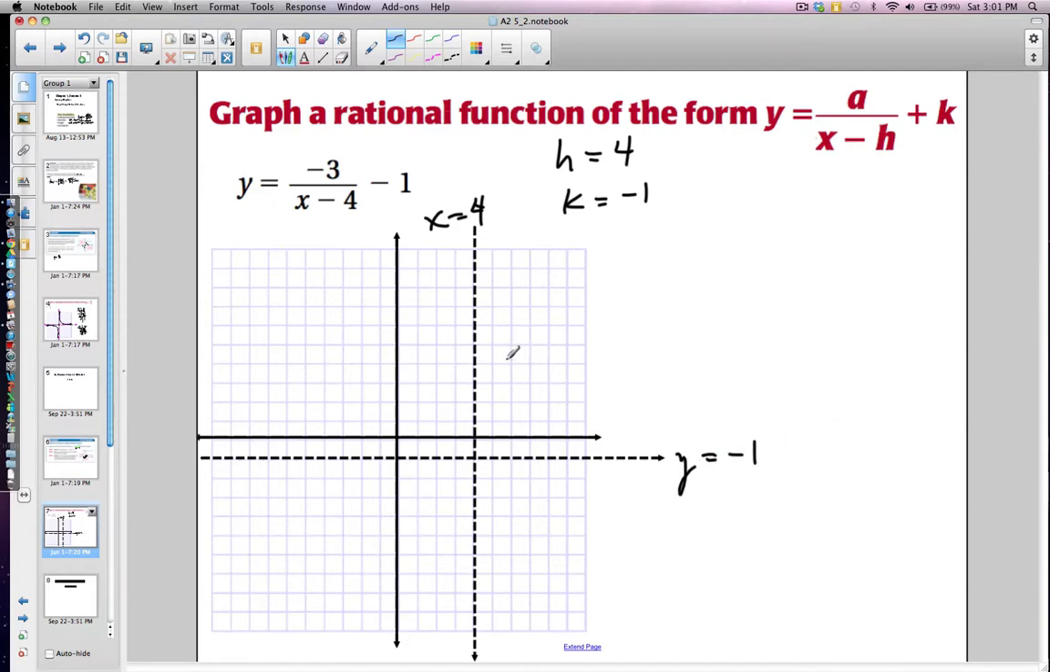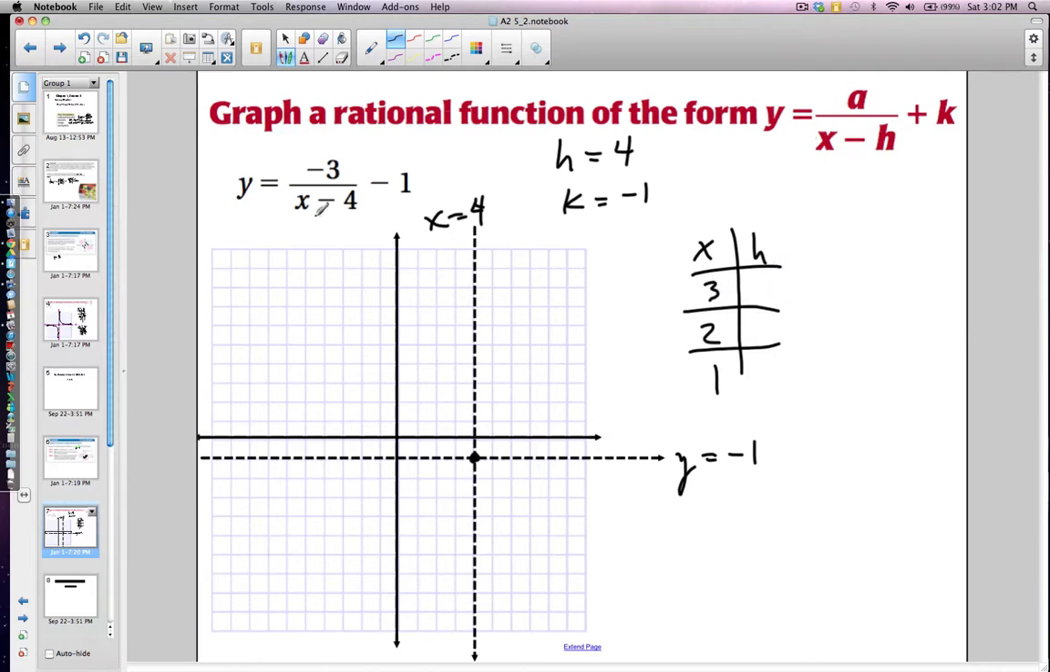Now I want to do points to the right or left of my vertical asymptote. Remember, we're symmetrical around this point, the intersection point of the two asymptotes. Okay, so I want to pick points to the right or left. Well, I could pick either, I can pick 5, 6, 7, or I can pick 3, 2, 1. I'm going to pick 3, 2, 1. I just think it'll be a little easier. No magic to it. You should do whichever you think is easier.